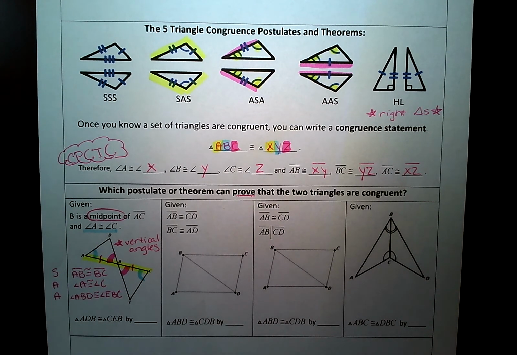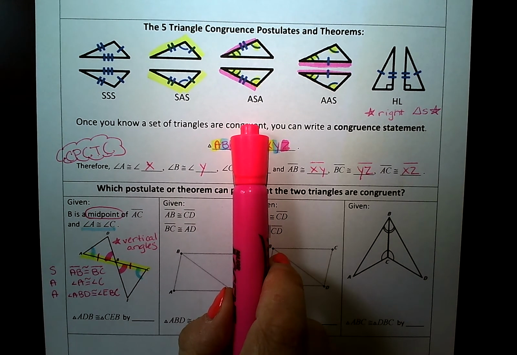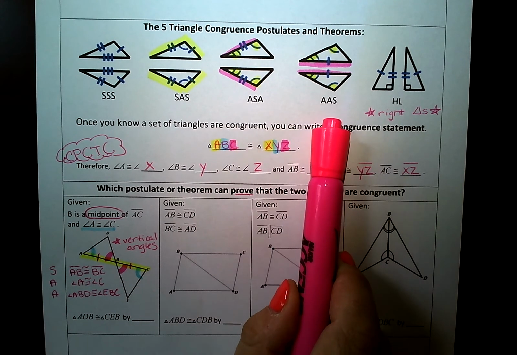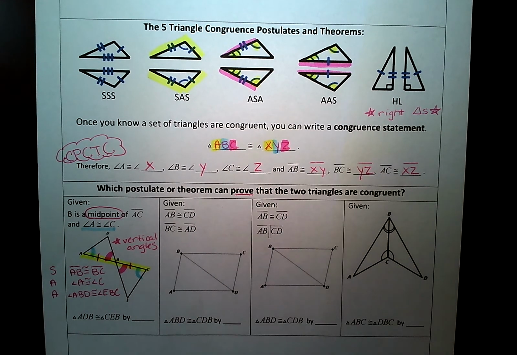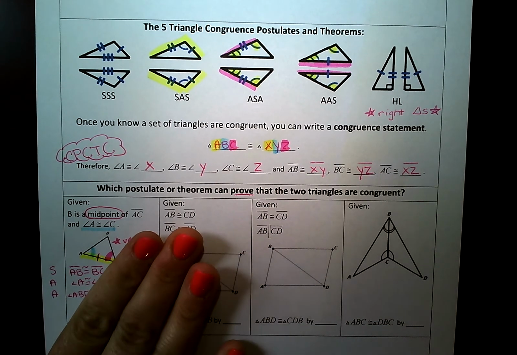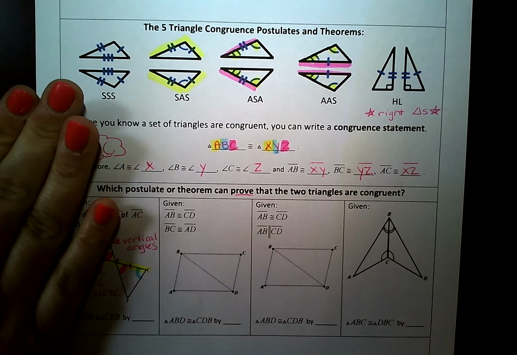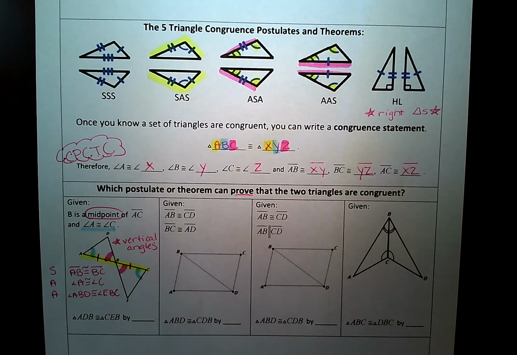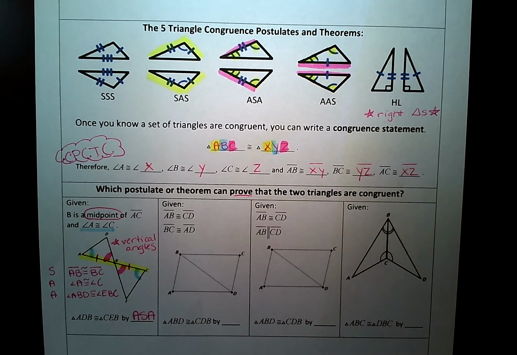So I've got two different options of postulates here. I've got ASA, angle, side, angle, or AAS, angle, angle, side. And it just depends on what the picture looks like. Let's check out where the side is. Notice that the highlighted side is connecting the two angles for each triangle. So that's called an included side. So I'm going to use ASA postulate. These two triangles are congruent by ASA.